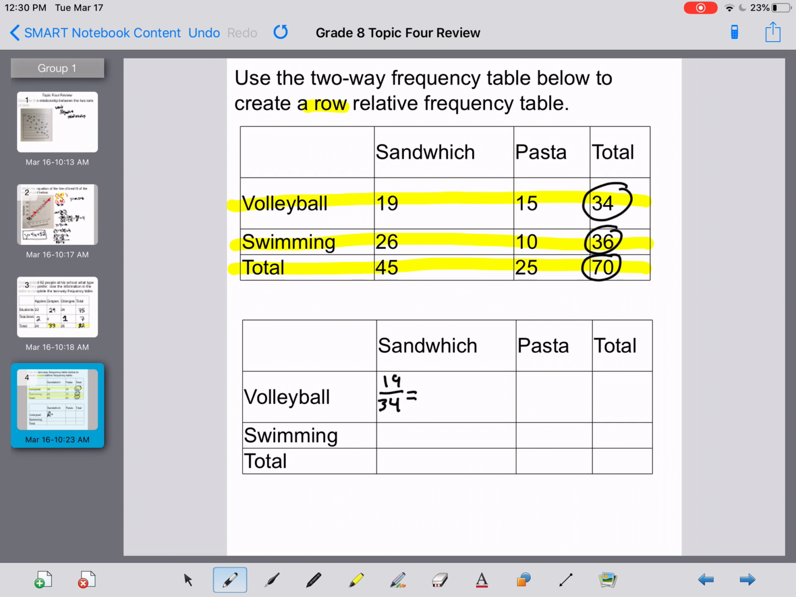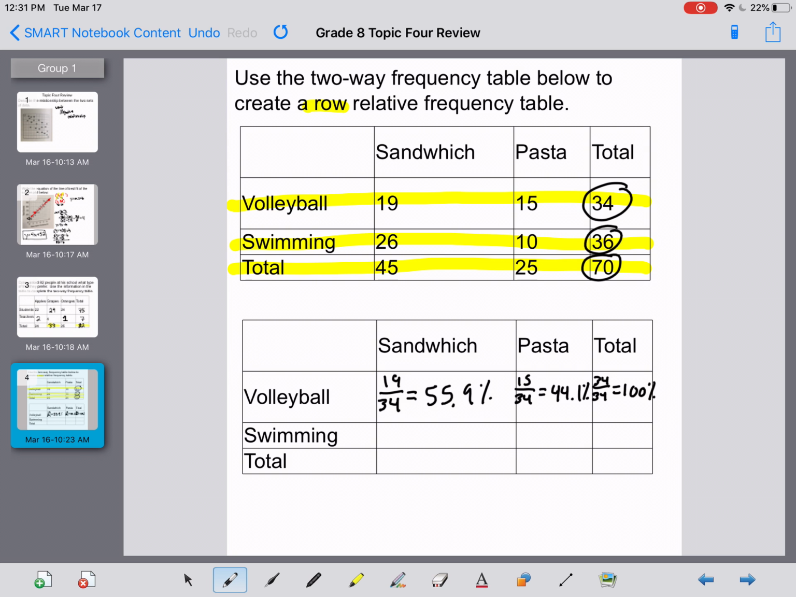19 divided by 34, and then multiply by 100 is equal to 55.9%. For pasta and volleyball, it is 15 divided by 34, multiplied by 100, which gives me 44.1%. And then for the total, it is 34 divided by 34, which is equal to 100%.